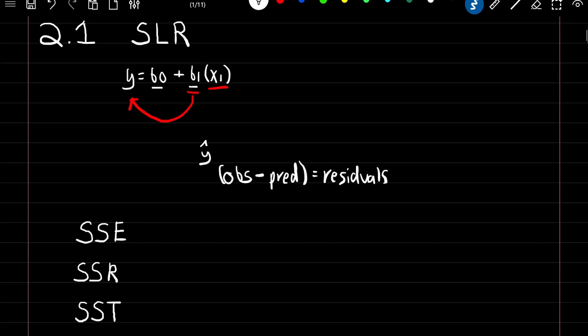Now the parameter estimates we choose are going to minimize the sum of squared errors, or the sum of our squared residual values. And by doing this, the sum of our error values is going to equal 0.